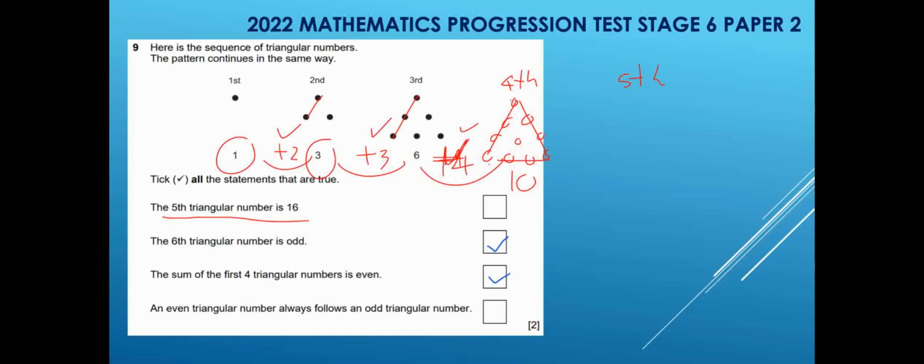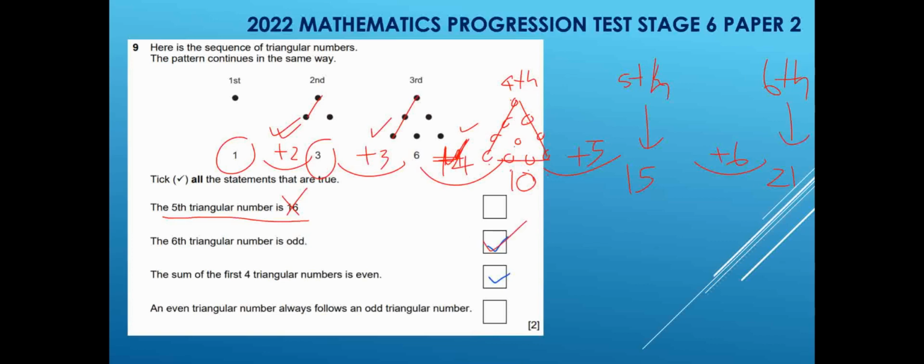And 10 must be plus 2 plus 3 plus 4 plus 5. Must be 15. That will be the fifth pattern, 15. So 16 is wrong. The sixth triangular number is odd. So we plus 5 plus 6 is 21. That will be the sixth pattern. It is odd, so it's correct.